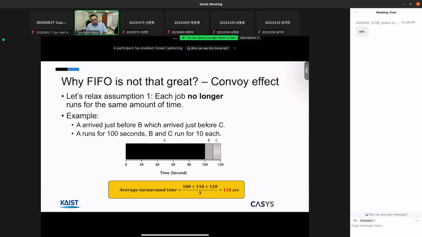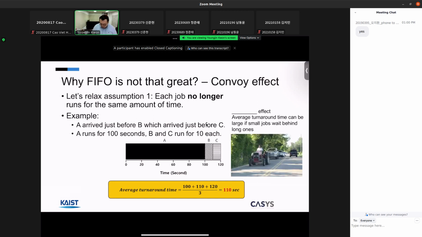One of the most important problems of FIFO is the convoy effect, which describes one big task with a large CPU burst blocking the following tasks, causing the average turnaround time to be really large. It is a well-known effect.